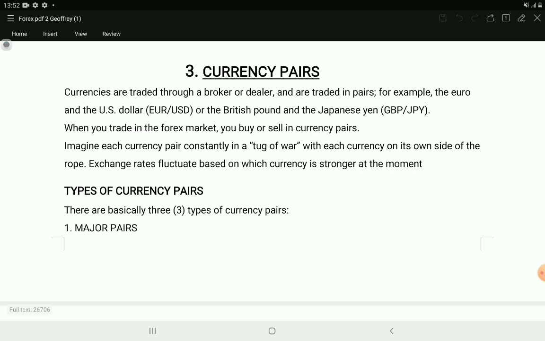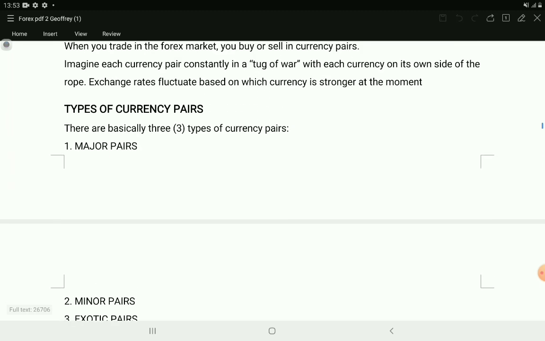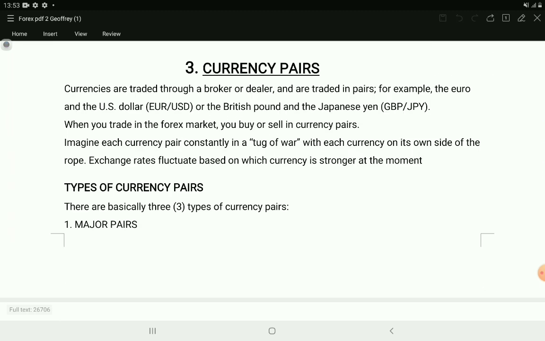First of all, what is currency pairs? Currencies in the forex market are paired with each other. We don't trade only one currency, right? We trade two currencies, making them pairs. Currency pairs is the combination of two currencies in the forex market. There are a lot of currency pairs in the forex market. We have the major currency pairs, we have the minor currency pairs, and we have the exotic currency pairs.